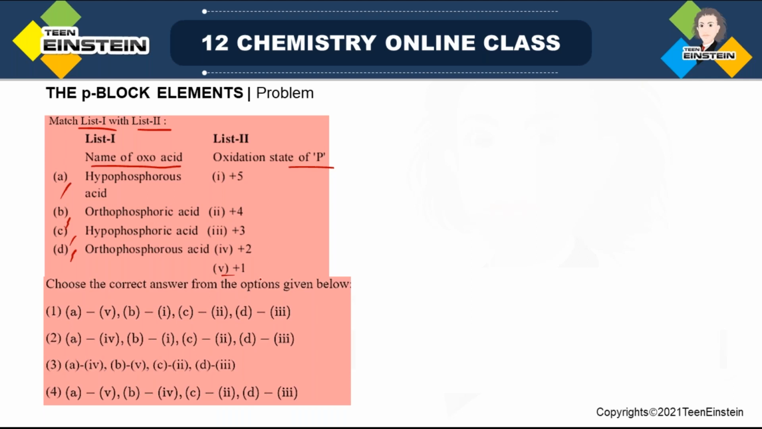Hypophosphorus acid, orthophosphorus acid, hypophosphoric acid, and orthophosphoric acid. Now remember this "-ic" or "-ous" has some significance, because when it is "-ous", it is related to the lower oxidation state. So between hypophosphorus and hypophosphoric, the name ending in "-ic" will have the higher oxidation state. Similarly, between orthophosphoric and orthophosphorus, "-ic" will have the higher oxidation state. Just remember, in the case of Fe2+ and Fe3+, we say ferrous and ferric. That means whenever there is "-ic", it is related to the higher oxidation state.